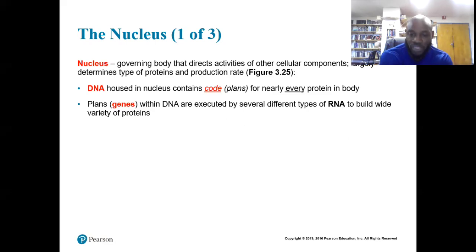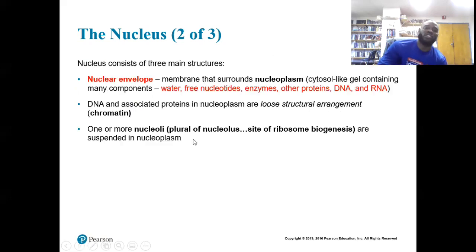Remember, enzymes are proteins. A lot of things are made up of proteins. Proteins are embedded in our plasma membrane. There are proteins in our mitochondria, so they basically help our body function. So DNA housed in the nucleus contains the code for nearly every protein in the body. Genes are within the DNA, so a gene basically is a section of DNA, and they are executed by several different types of RNA to build a wide variety of proteins.